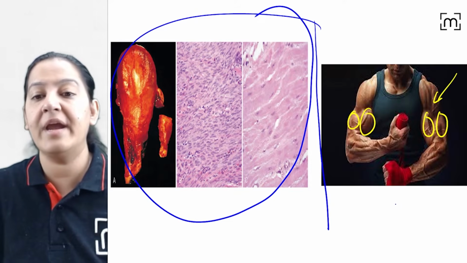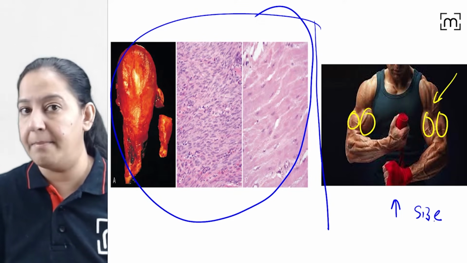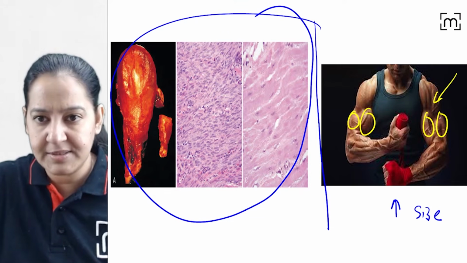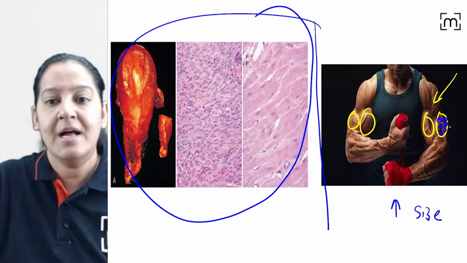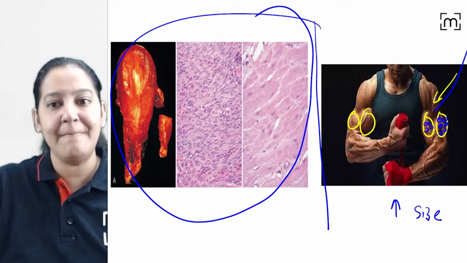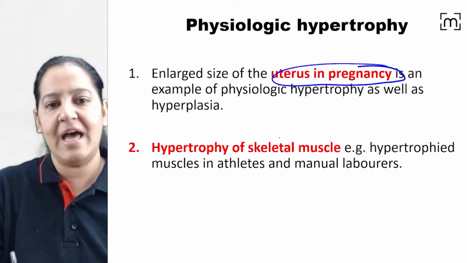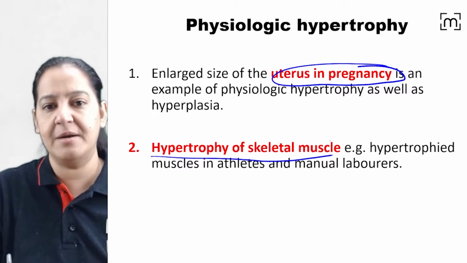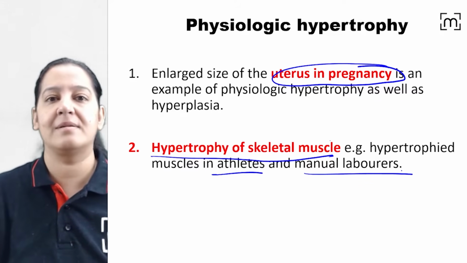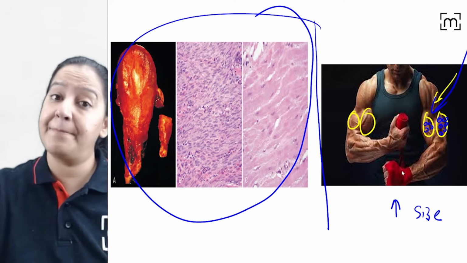It is due to an increase in size of the individual cell, not the number. The number is the same, but inside it, in the skeletal muscle, the size of the individual cell will increase. The stress here is the manual labor, that is, more and more work you are giving. So that is the hypertrophy of the skeletal muscles in athletes, in gymming, in manual laborers. These are the two examples of physiological hypertrophy.